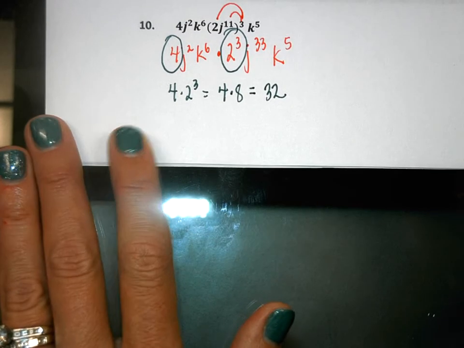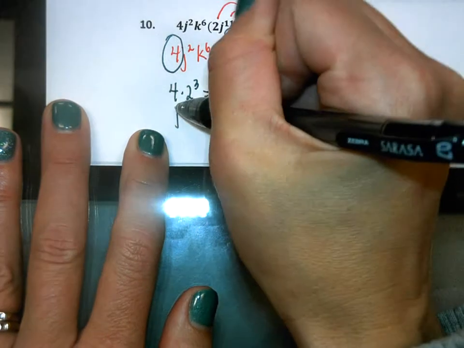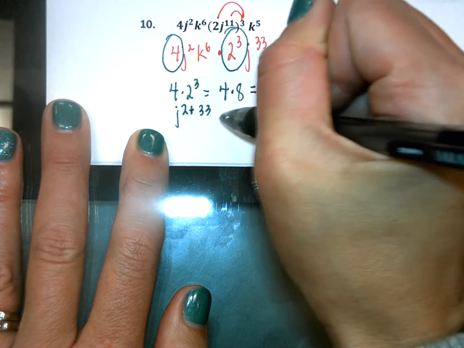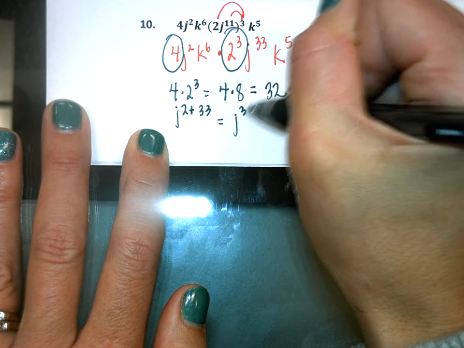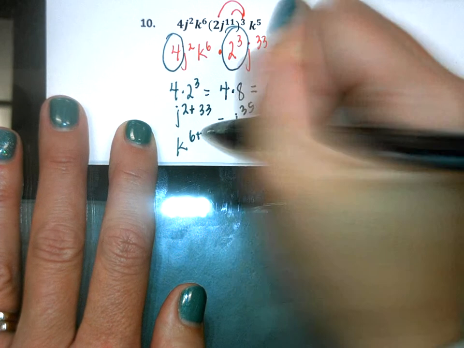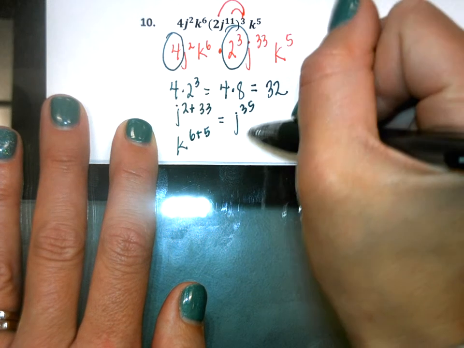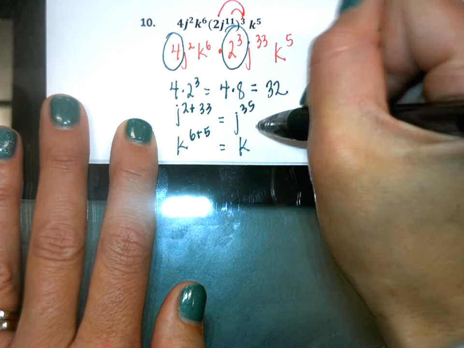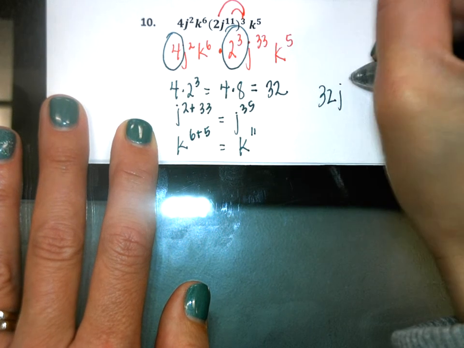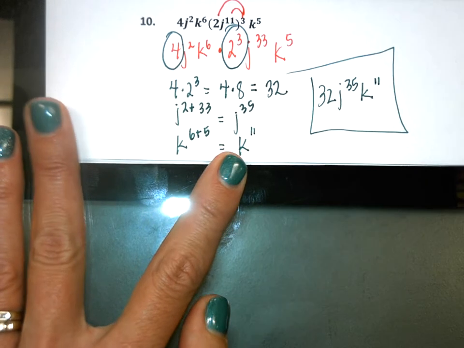Alphabetical order. I would do what next? J's. Good. So we have j to the 2 plus 33, which makes j to the 35th. Good. Then we have our k's. I have k to the 6 plus 5, right? K to the 6 plus 5, which makes k to the 11th. And so my answer is 32, j to the 35th, k to the 11th. Do we have any questions?